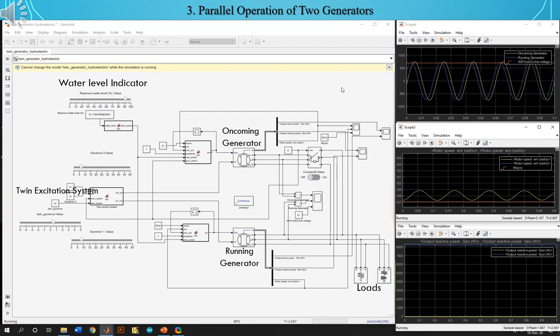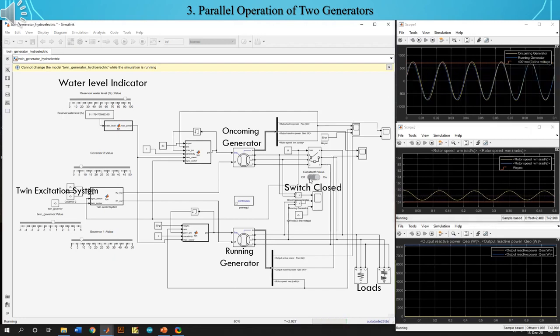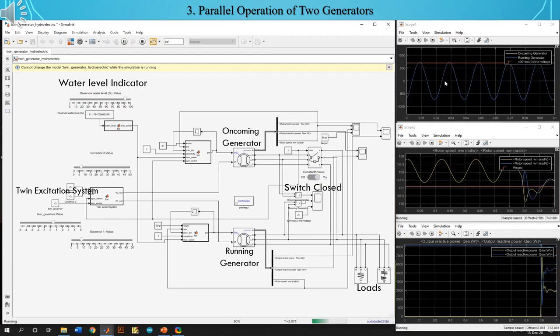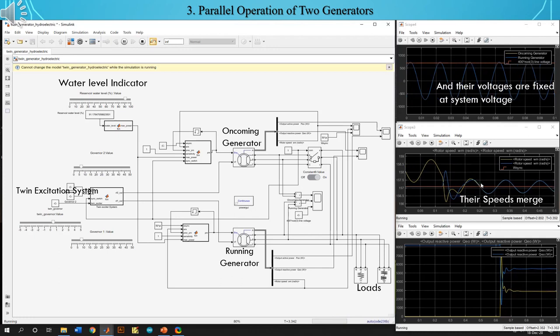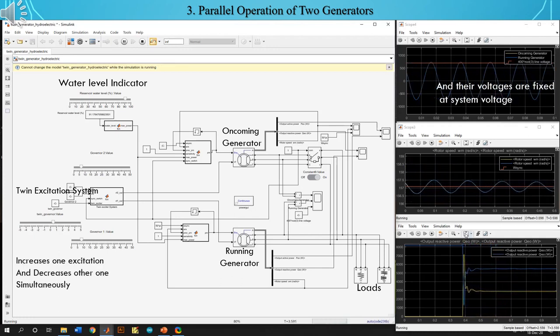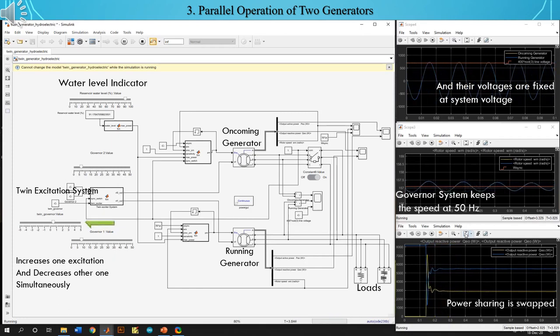When the voltages are in phase, we can close the switch. As we can see, the speeds of the generators match and are stabilized towards synchronous speed by the governor system, and the voltages are also fixed at system voltage. The twin excitation system allows us to increase and decrease the excitation of the two generators simultaneously. By adjusting this excitation at the same time, we can swap the reactive power supplied by the generators while keeping the system voltage constant.